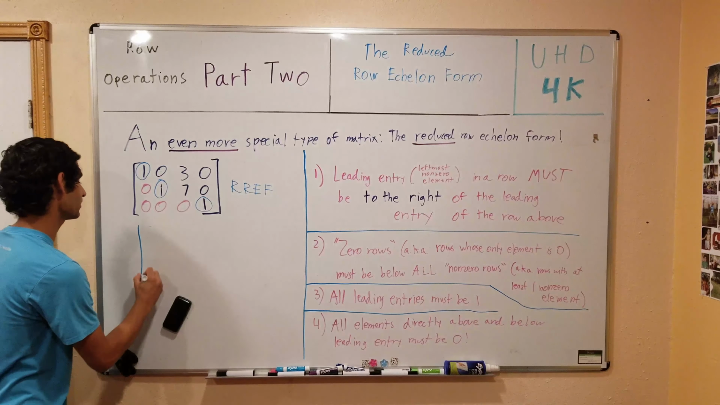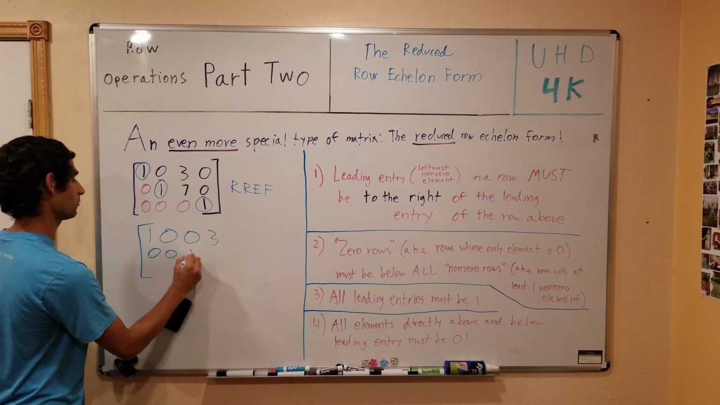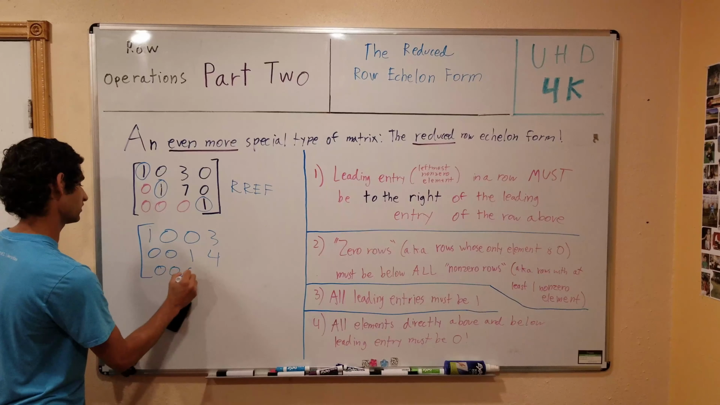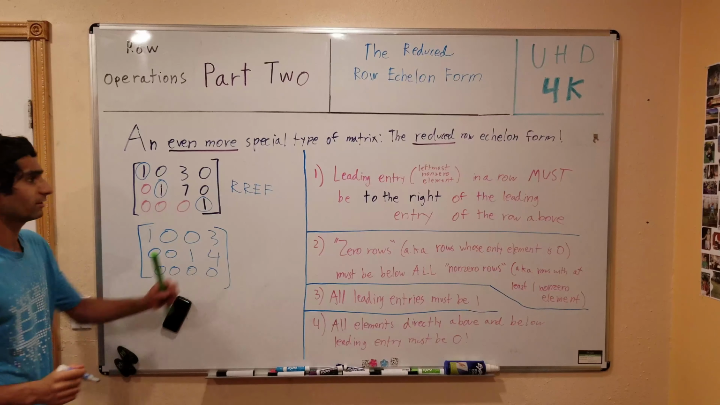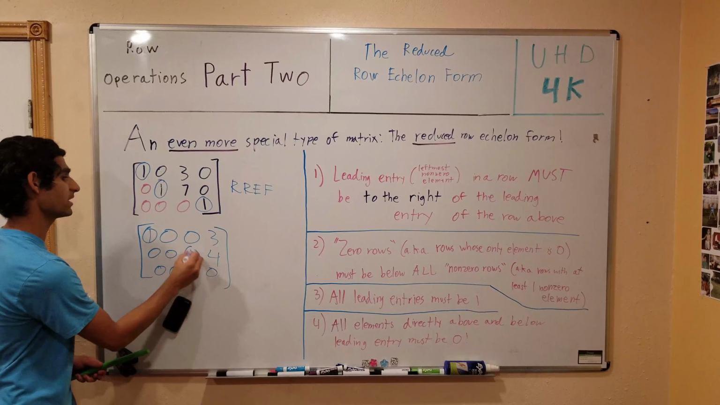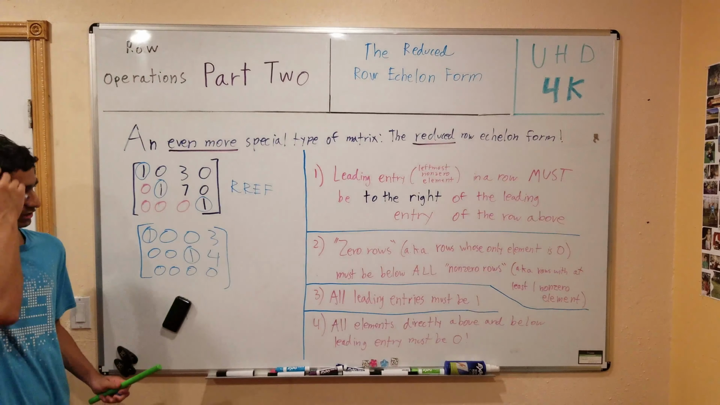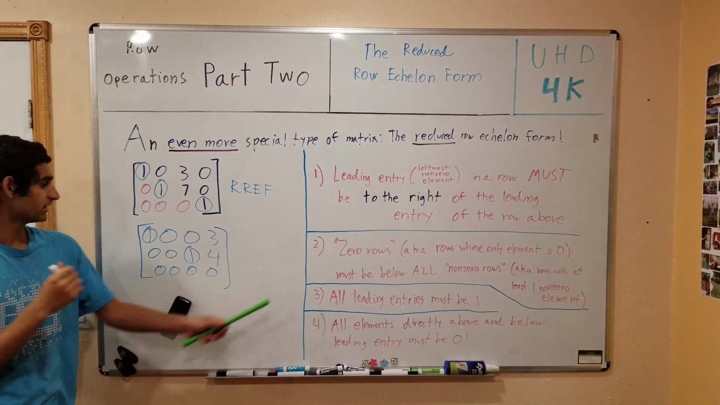This one over here, 1 0 0 3, 0 0 1 4, 0 0 0 0, satisfies all 4 conditions. The leading entries being to the right, zero rows being below the non-zero rows. Leading entries are all 1, and the columns which contain leading entries have 0 values except for the leading entry itself.